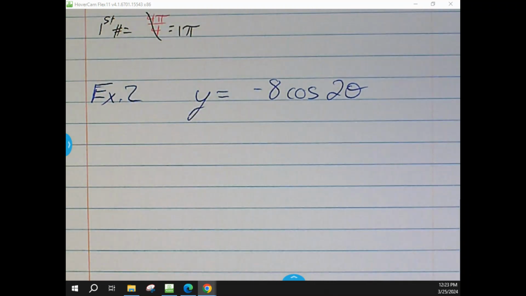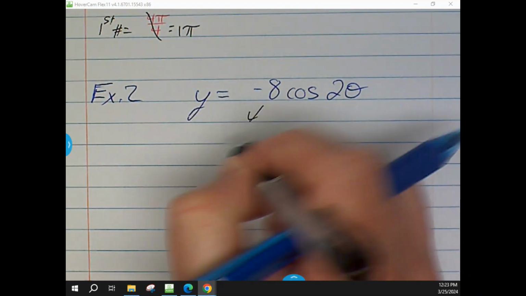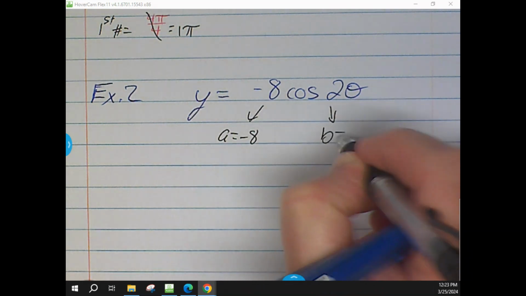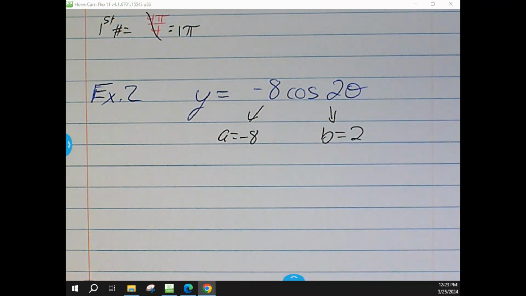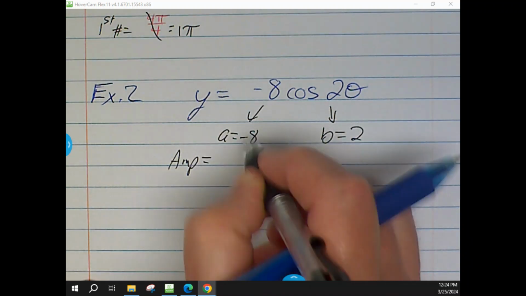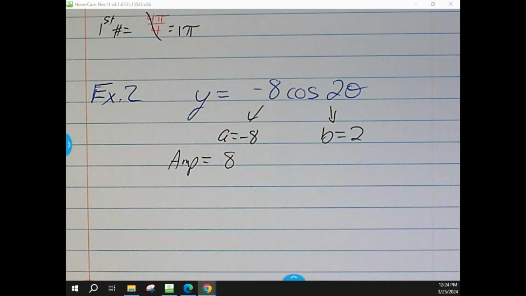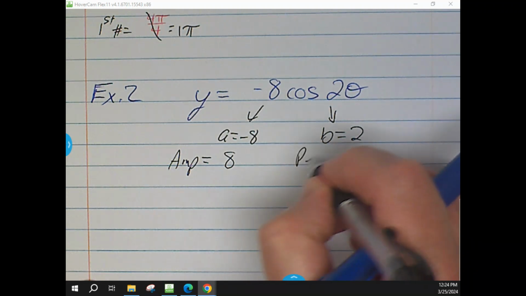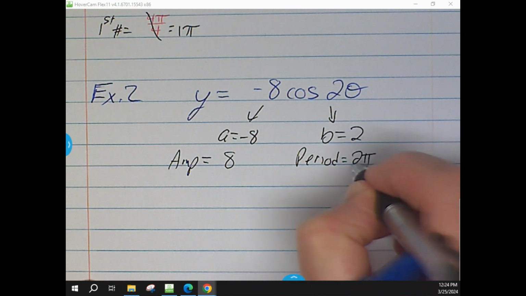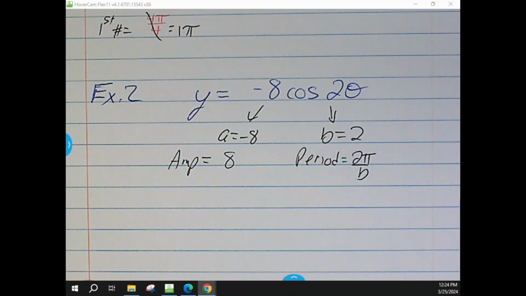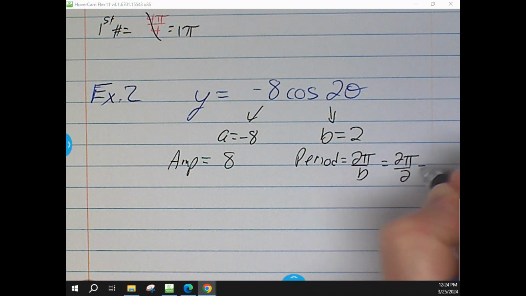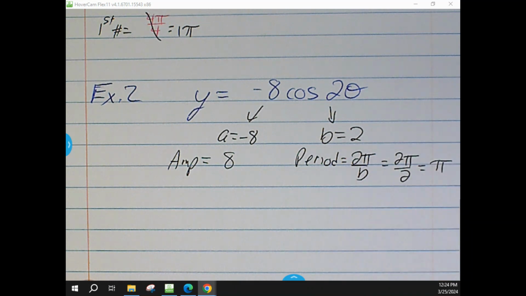All right, again, get the easy things out of the way. A value is -8. B value is 2. So the amplitude is, you got to take the absolute value of -8. So the amplitude is 8. For the period, that's 2 pi over b. So that's 2 pi over 2. So that is just pi.